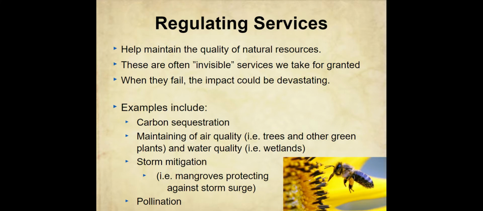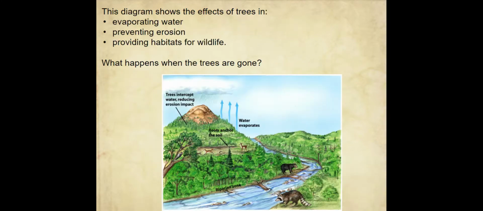then last but most certainly not least, you have pollination. Bees provide pollination for, I think it's something like 70% of our commercial, like our agricultural crops. And without bees, we don't have so many of our favorite foods, right? So you can see in this picture, you have trees that have an effect on evaporating water, preventing erosion, providing habitats for wildlife. And when these trees are gone, typically what happens is you get a positive feedback loop, and not a good positive feedback loop.